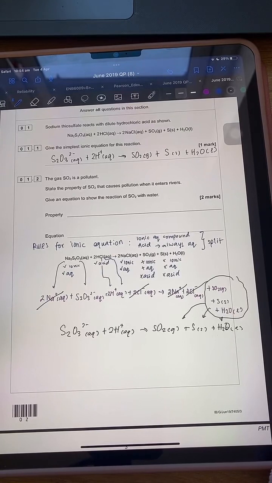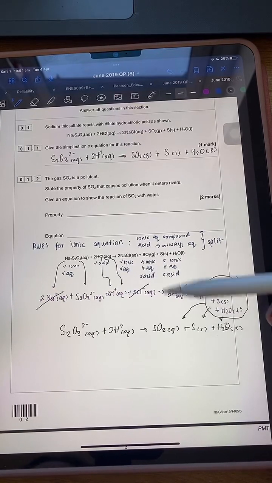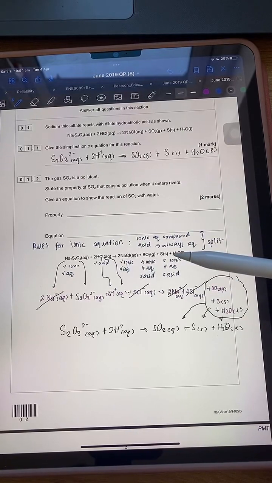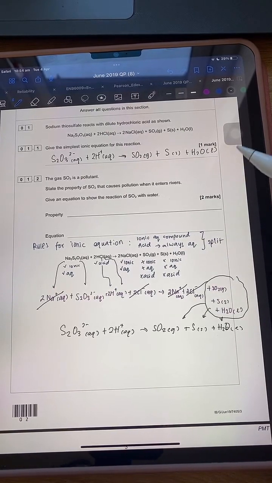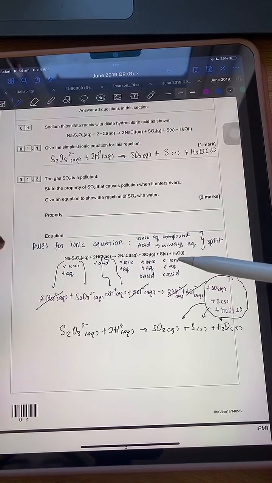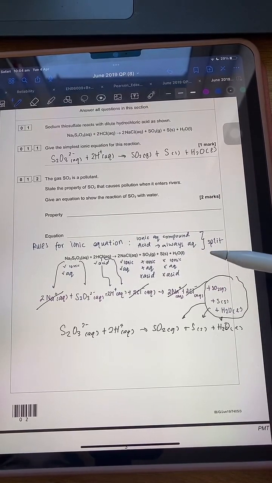So what are the two that don't split? The ones that don't split are the ones that are gaseous, solids, and liquids. And how can you do all that for 1 mark? So yeah, basically, this is for 1 mark only. So yes, this is only for 1 mark.